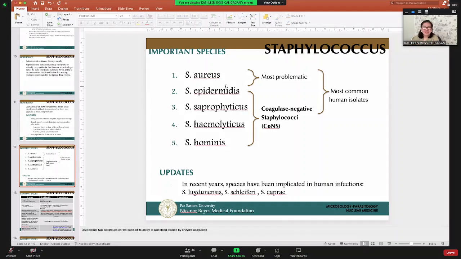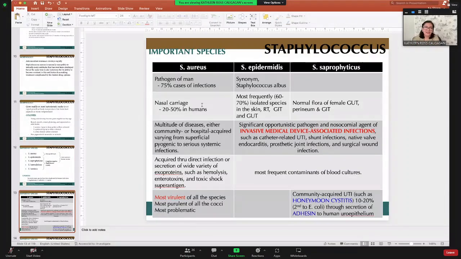These 3 here can be found as part of the normal human microbiota. These are the more common, can be normally in some areas of the body. So here's a summary of the 3 medically important ones. You see here Staphylococcus aureus, 75%. It's responsible for 75% of cases of staphylococcal infection.